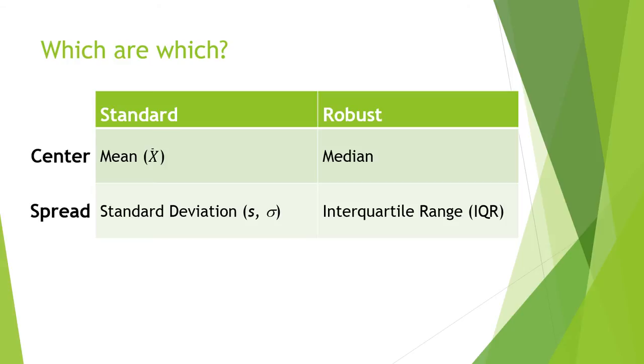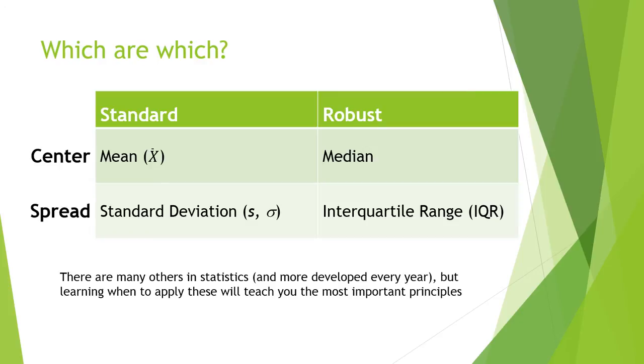But think mean, standard deviation. That's what you're going to use to describe the average, as I say, the center, or the spread, the variability of a data set, as long as you can use standard statistics. And then the robust versions: if you can't use the mean, you use the median. And if you can't use the standard deviation, you use the interquartile range, the IQR. And there are all sorts of others that we're not going to learn about in this class, and I hope you guys are okay with that.